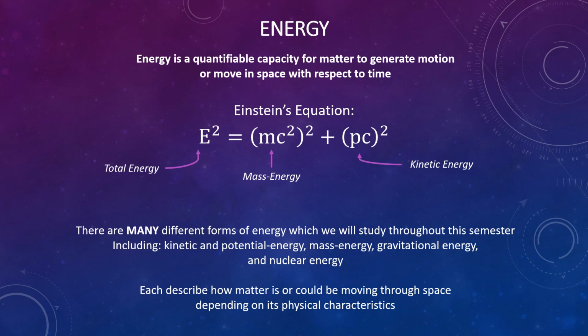And gravitational and nuclear energy may be new terms to you, but they are very relevant in astronomy because stars exist because of gravitational and nuclear energy. And so we'll learn about that in this course as well. And each one of these types of energy describes how matter is currently moving or could move through space depending on what it's currently experiencing, what its physical characteristics are.